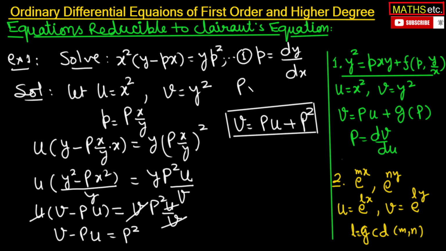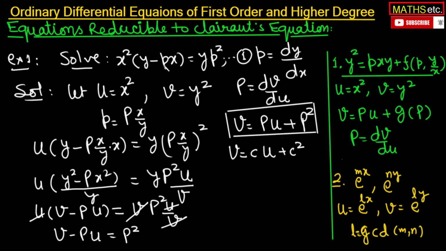Capital P stands for dV over du. Solving this Clairaut's equation, the general solution for v will be v equals, we replace the P variable by an arbitrary constant C, C u plus C square. This one is the general solution, right?